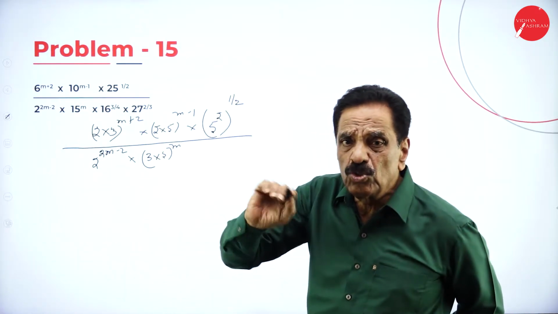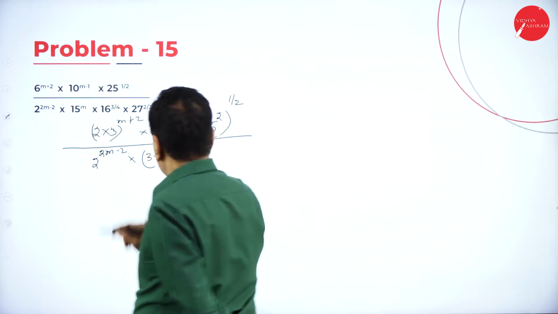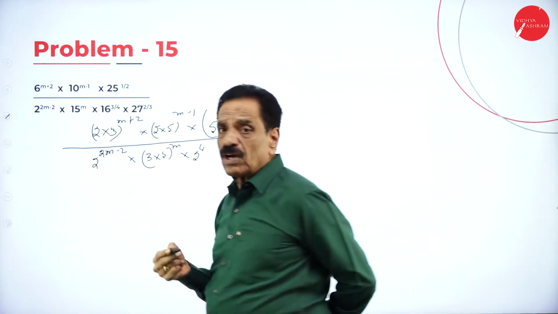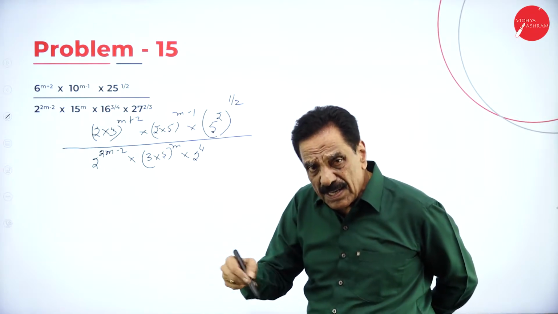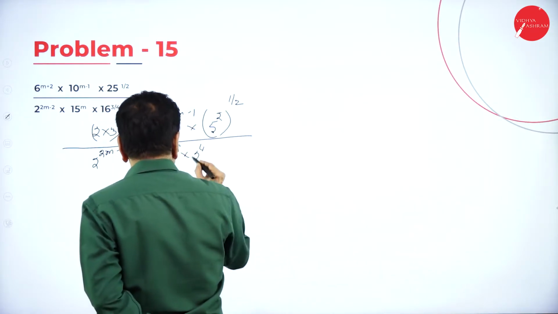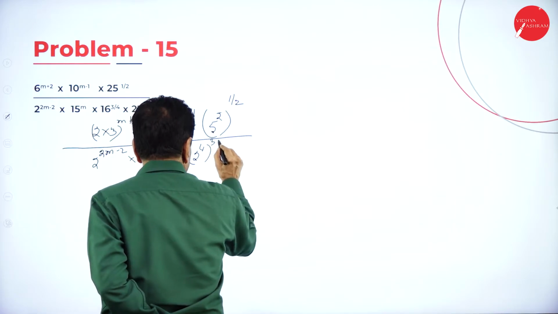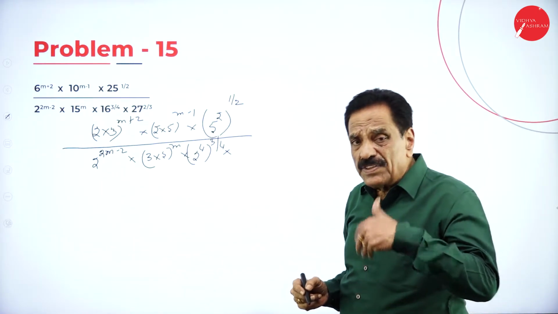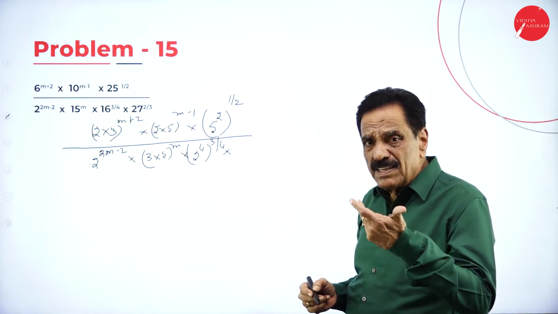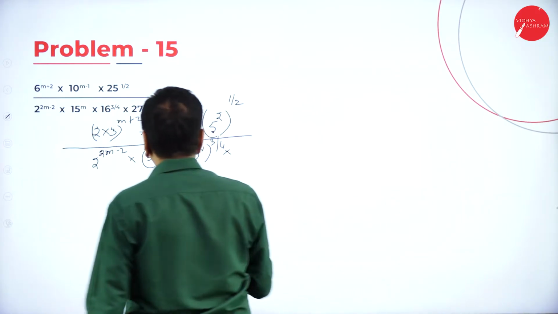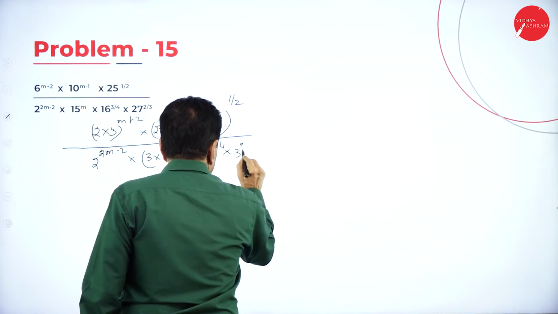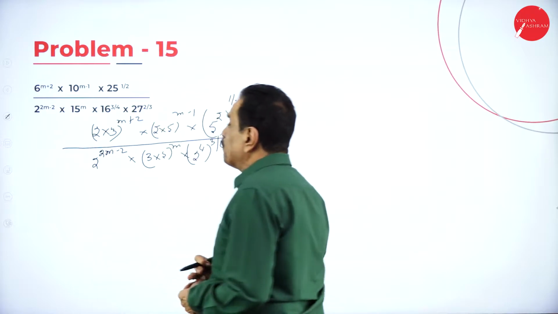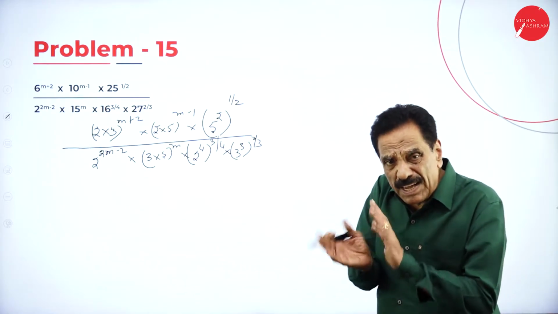Make it simple in the 2 and 3 form. This is 16. This is 2 to the power of 4: 2 2s are 4, 4 2s are 8, 8 2s are 16, so 16 to the power of 3 by 4. Into 27: 3 3s are 9, 9 3s are 27, so 3 cube to the power of 2 by 3. I made it simplified in the form of 2 and 3.